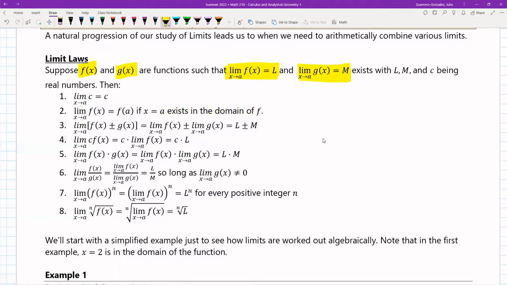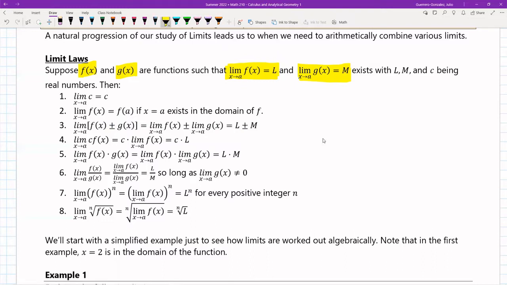The next couple are sort of gimmies. Use your gut here. They still work out. Suppose you have the limit as x approaches a of f of x plus or minus g of x. So let's say you have the sum or difference of two functions. Then it is equivalent to the sum or difference of both of them separately. And since each one is already defined, that's also going to be L plus or minus M. So basically you can break up the limit of a sum or a difference into each respective limit and then find each one separately.